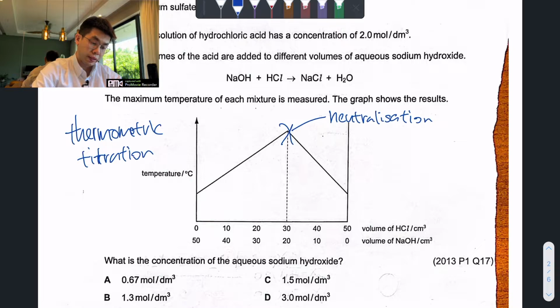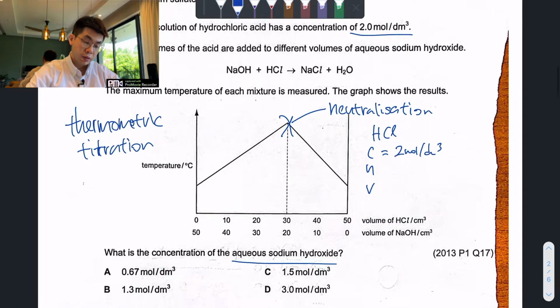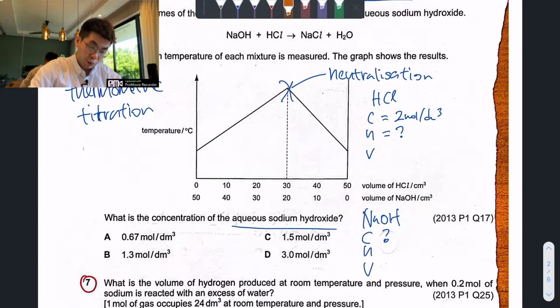Okay, so the hydrochloric acid has a concentration of this. So let's write. So I got HCl, so C and V. So the C of HCl is 2 moles per dm cube. And then different volumes of acids were added and the maximum of each temperature. So what is the concentration of sodium hydroxide? So I need to find out NaOH. So C, N, V, and I want to find this question mark over here. So I don't know this N, but I know at neutralization, the volume of HCl is 30 and the volume of NaOH is 20. So I can fill this up.